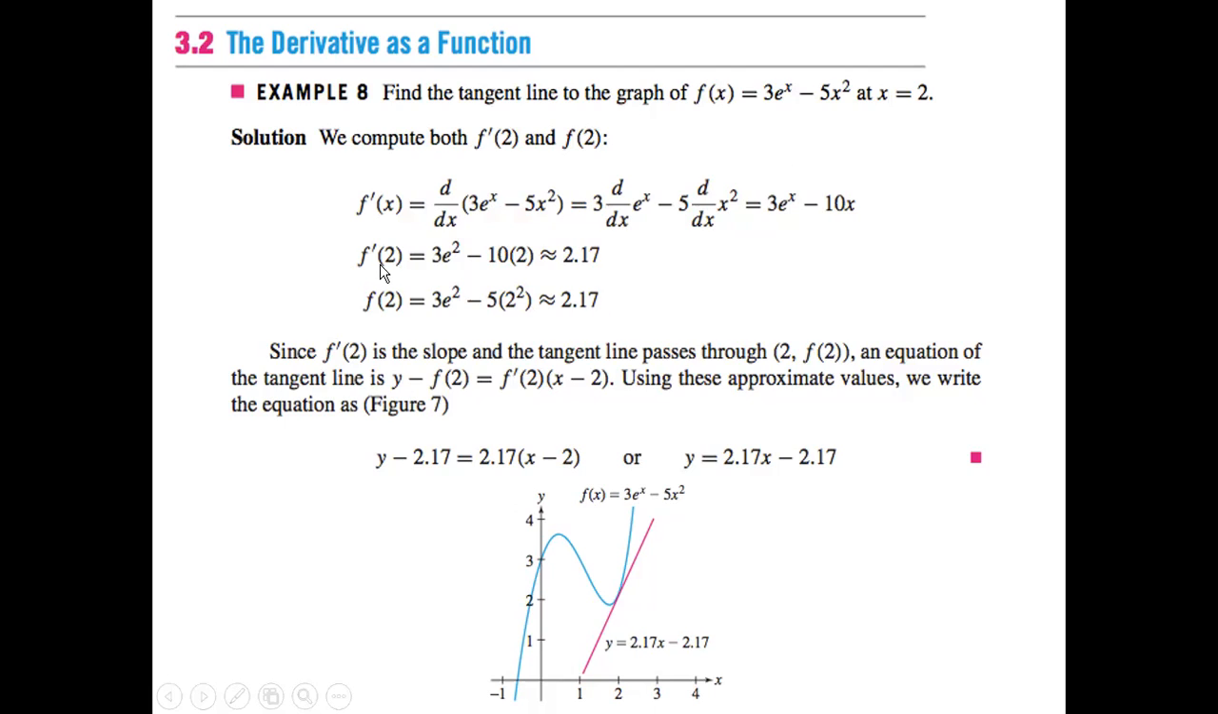Then you'll plug in the number 2 to get 3e to the 2 minus 10 times 2. And you have to use a calculator for this to get an approximate value. Can't really do this without a calculator. Take it out to 2 significant figures, find 2.17.